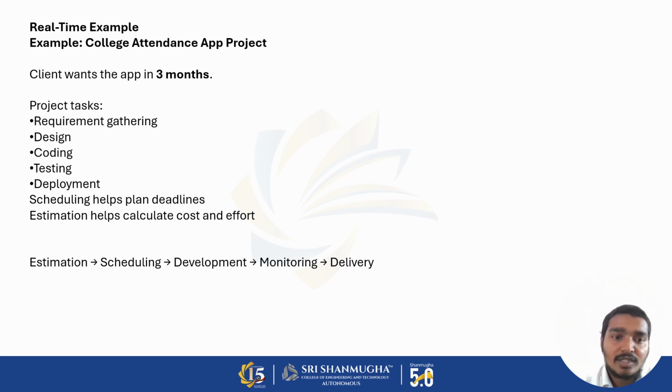The real-time example is a college attendance app project. The client wants the app in 3 months. So this project takes requirements gathering, designing, coding, testing, and deployment. We schedule for the deadline and plan the estimation to calculate cost and effort. So we give a simple example for estimation, scheduling, development, monitoring, and delivery.